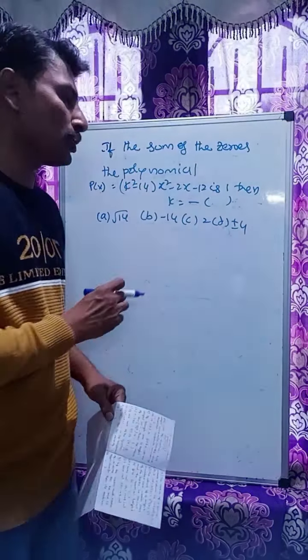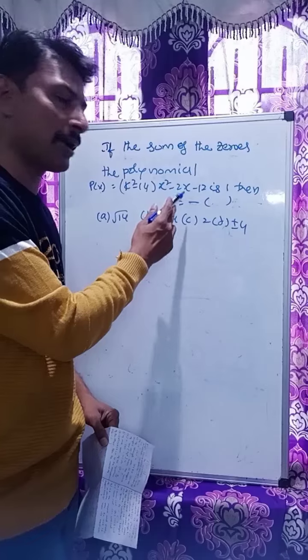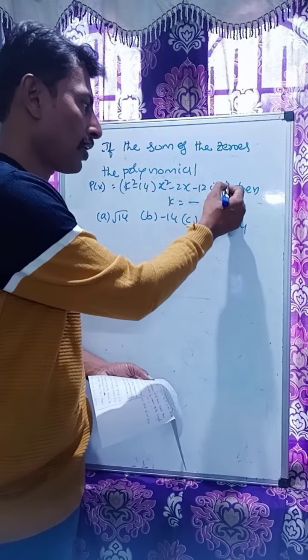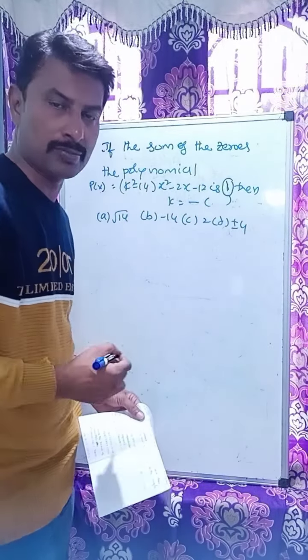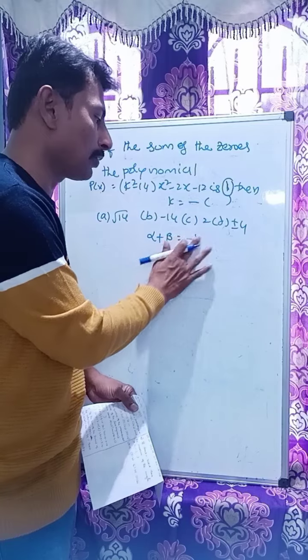If the sum of the zeros of the polynomial (k² − 14)x² − 2x − 12 is 1, then k equals? So clearly, given that the sum of the zeros, indicated by alpha and beta, alpha plus beta, is equal to 1.